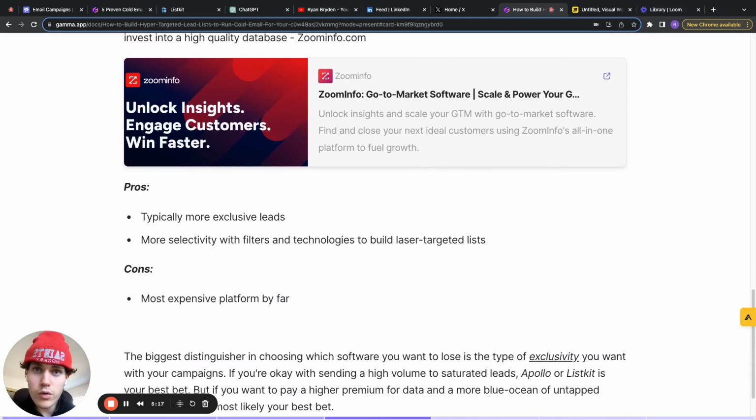Now, some of the pros, these leads should be more exclusive, right? So this platform is the most expensive by far. I believe I have to check, but I think it's like 350 bucks a month or something like that. I found them to be a little bit more selective with filters and technologies to use to build laser targeted lists. But like I said, it's pretty expensive.